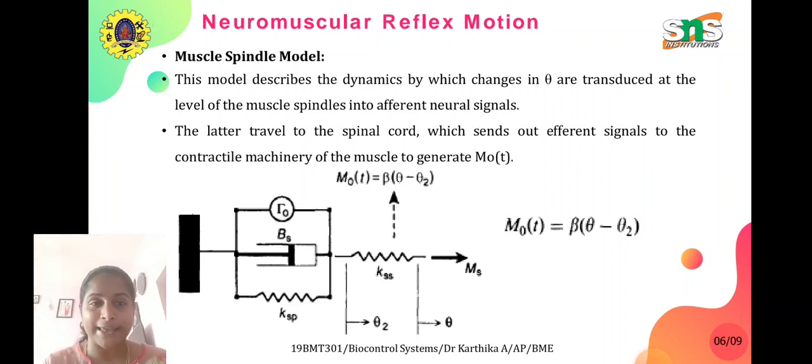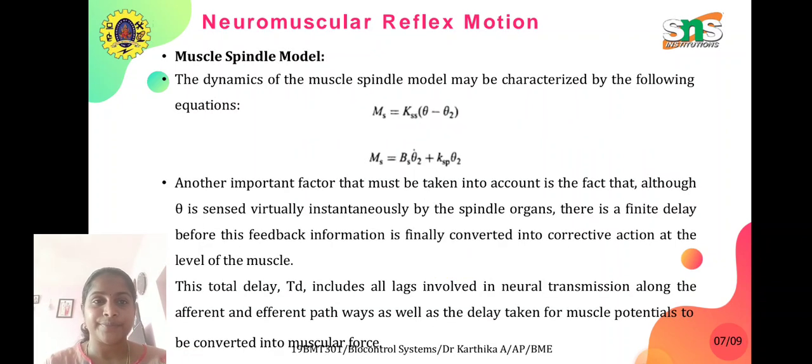Here, what is this KSS, KSP? What is tau naught? Here, the dynamics of the muscle spindle model may be characterized by the following equations. MS equal to KSS of theta minus theta 2, and MS equal to BS theta 2 dot plus KSP theta 2.